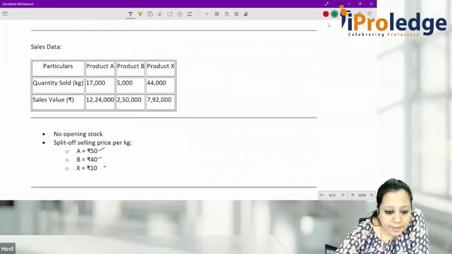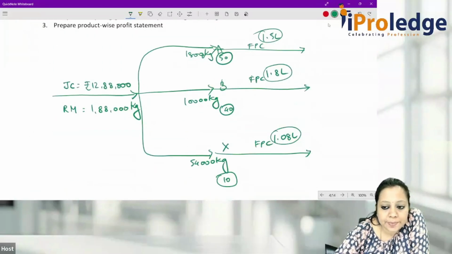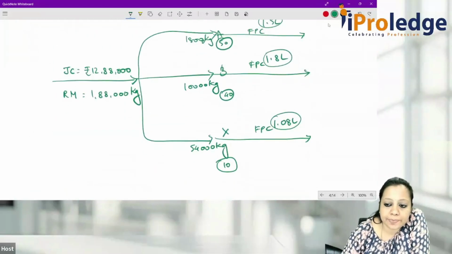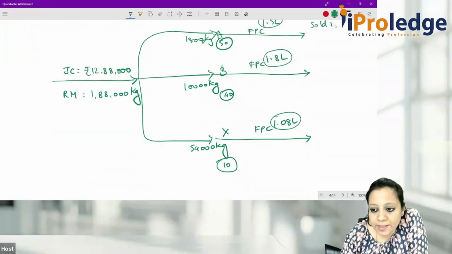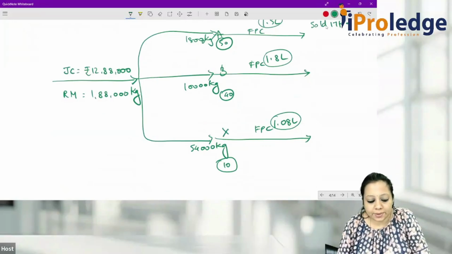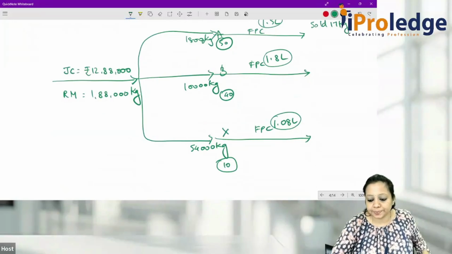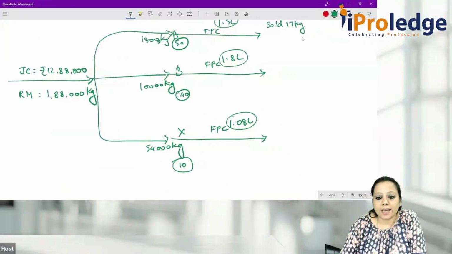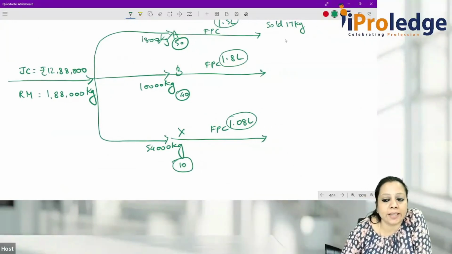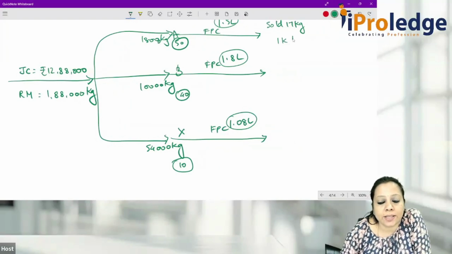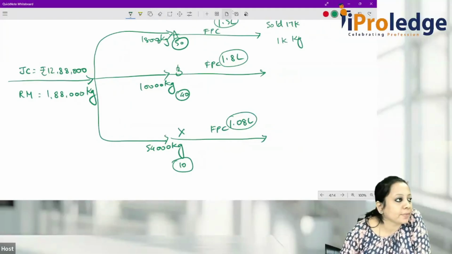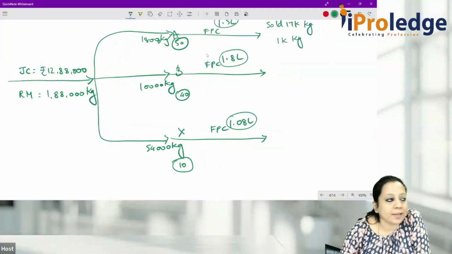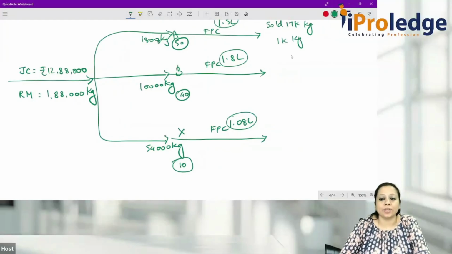So now we will see this. Quantity sold is given. Okay. So here sold is how much? 17,000 kgs. Correct? Everyone? 17,000 kgs as per the table. That means, can I say out of 18,000, 17,000 is sold, 1,000 kgs is going to be in stock? Can we see that? Yes, 1,000 kgs is in stock.